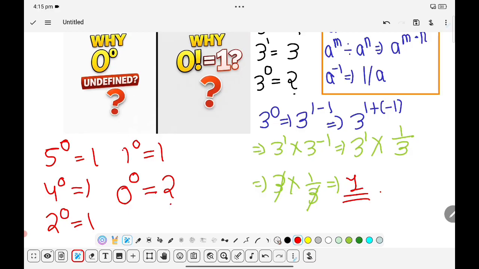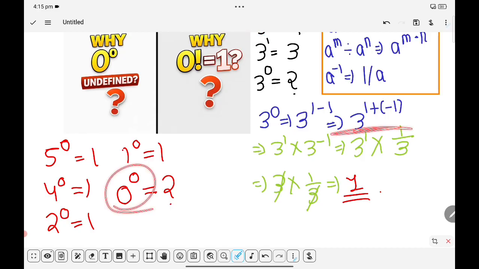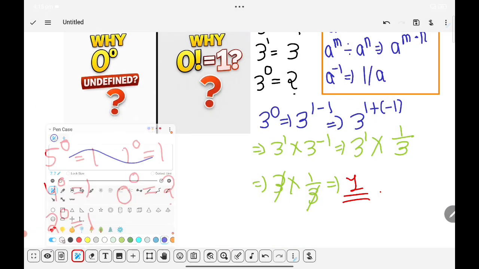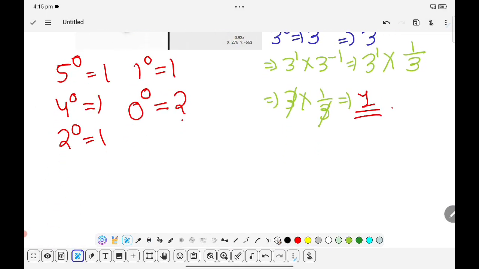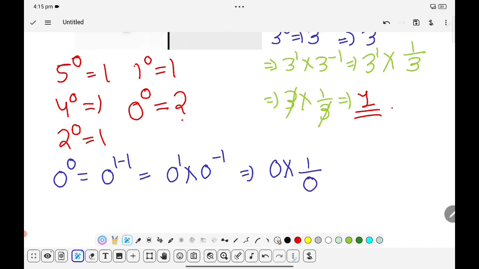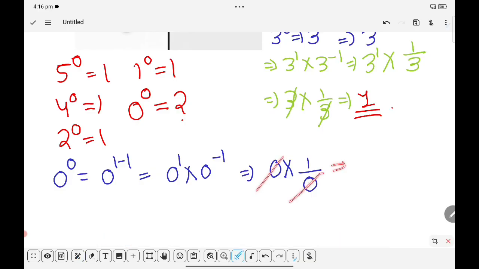We will use the same idea and write 0 to the power 0 as a sum of two different numbers. So I can write 0 to the power 0 as 0 to the power 1 minus 1. Now I can further write it as 0 into 1 upon 0. Now some people would say that we can just cancel these out and we will get the answer as 1. But that's not true. See here, this thing, 1 upon 0, is itself undefined.